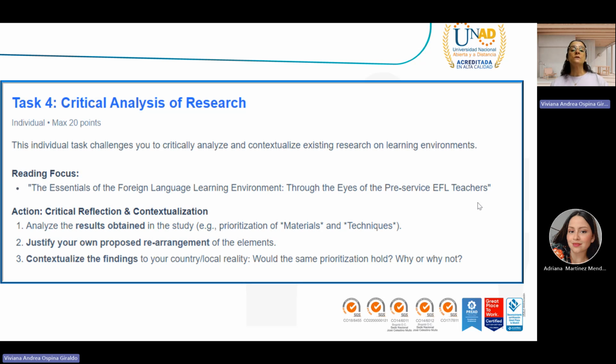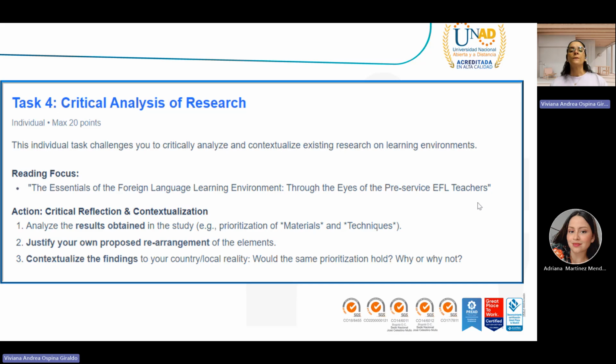So in this individual task, you critically analyze and contextualize existing research on learning environments. So I will invite you to read them. Also, going to the blog, there are very interesting topics there that you can read. They're not hard, heavy reads, so I invite you to do them. And try to keep your eyes on the essentials, okay? Focus on the foreign language learning environment.